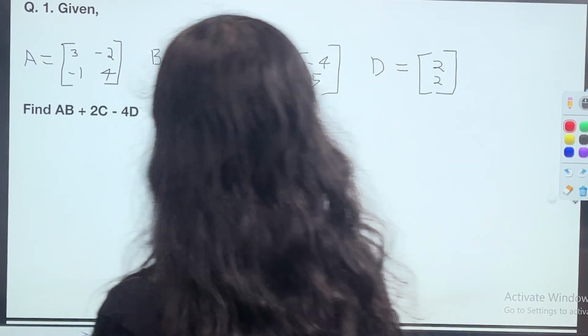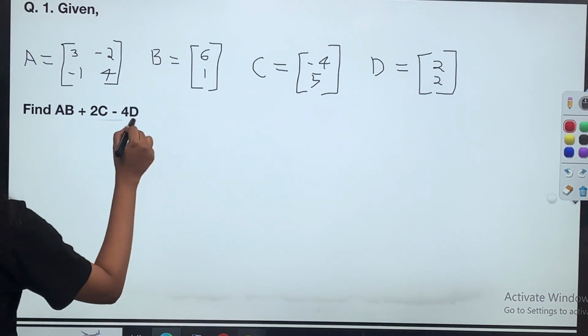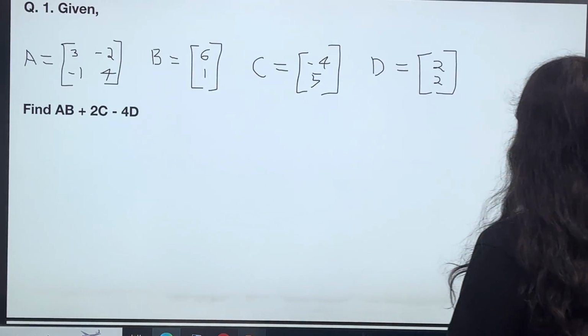What are they asking you? They have given you a couple of matrices. They are asking you AB plus 2C minus 4D. Right? Chalo, shuru karte hain.